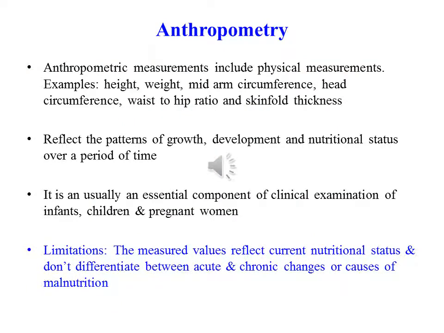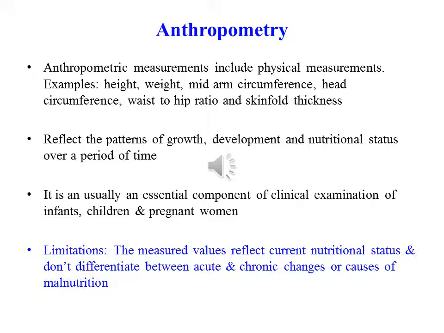Anthropometric measurement is another method which includes physical or bodily measurements, such as height measurement, weight measurement, mid upper arm circumference measurement, head circumference measurement, waist to hip ratio, and skin fold thickness, and much more than that. These physical measurements reflect the pattern of growth, development, and nutritional status over a period of time, and are also an essential part of clinical examination in infants, children and pregnant women, and even a person of any age group, including the elderly or men.